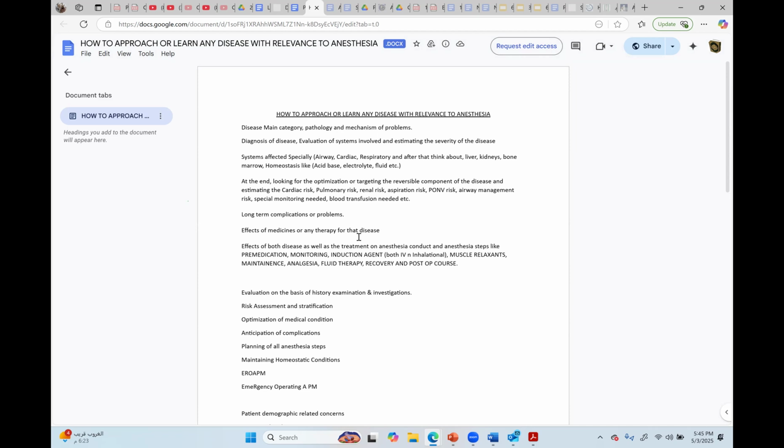Now, again: cardiac risk, pulmonary risk, renal risk, aspiration risk, PONV risk, airway management, special monitoring needed, blood transfusion needed, blood and blood products. Just tell me one thing. If you format this in what we have discussed, is there anything you miss or anything we miss? Pre-medication, monitoring, induction agent, muscle relaxants, maintenance, analgesia, fluid therapy, recovery, and where will you send the patient after the surgery.